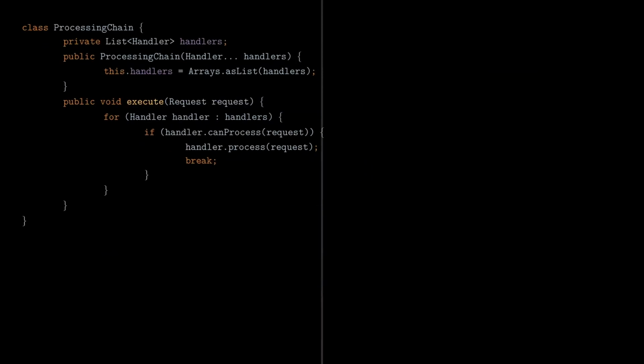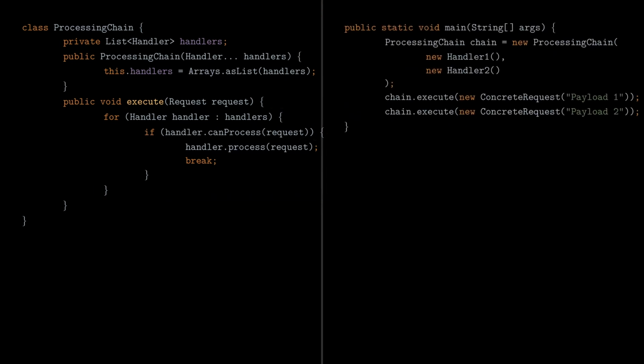We can store the chain in any collection that preserves the insertion order of the elements, in that case an array list, and when we want to execute the request, we can just traverse the list and use the first handler that is able to process the request. Simple and straightforward. The client will just create a processing chain with all the handlers it needs, and will just call execute to send the request.